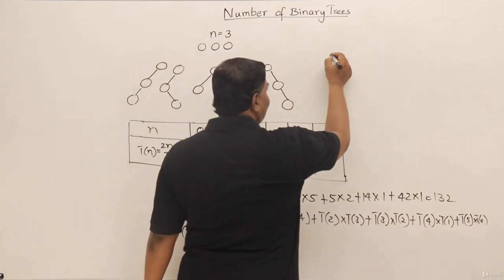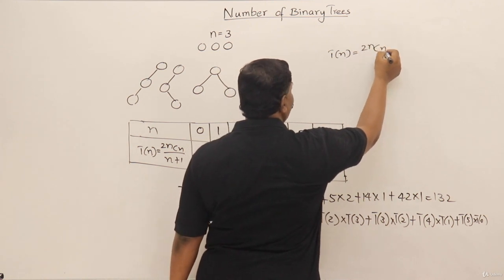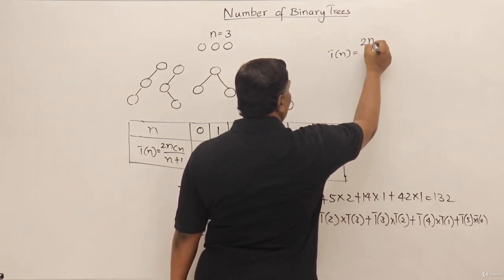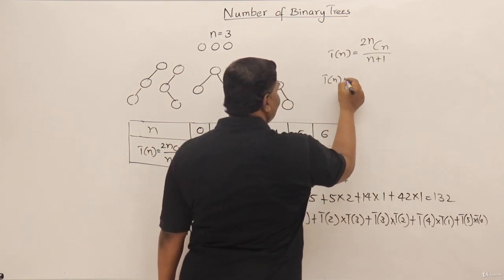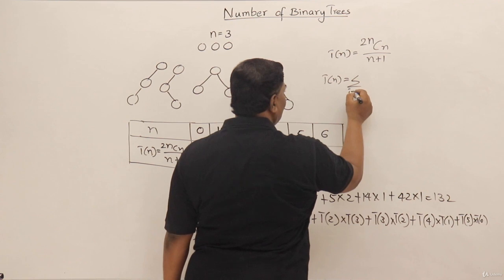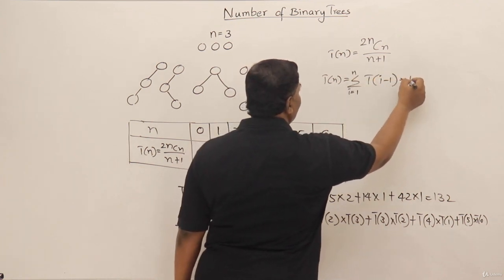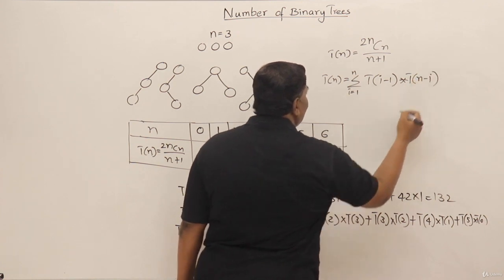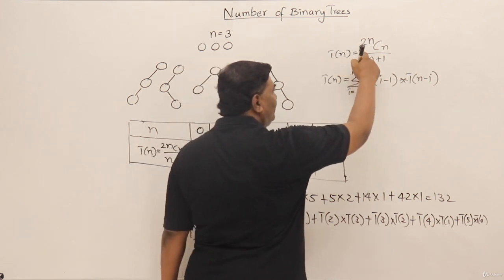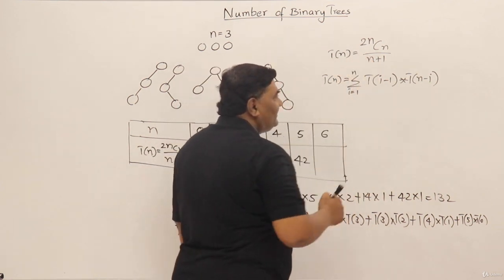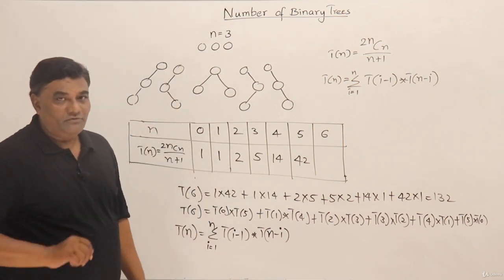So Catalan number Tn is 2n Cn by n plus 1. This is one formula, and the other one is the summation of i from 1 to n of T of i minus 1 into T of n minus i. So the Catalan number can also be written like this. This is a combination formula and this is a recursive formula. So that's all about the Catalan formula. We have got two formulas.